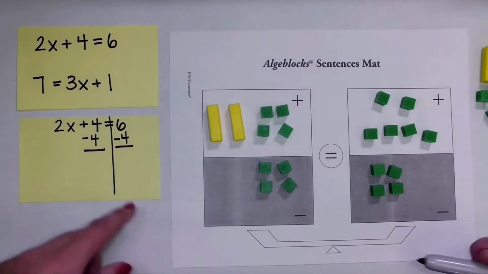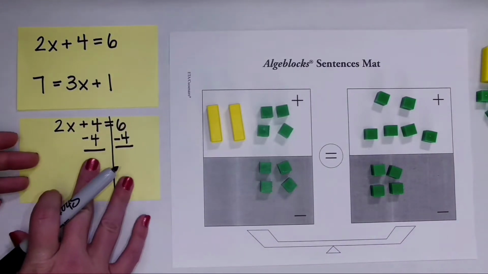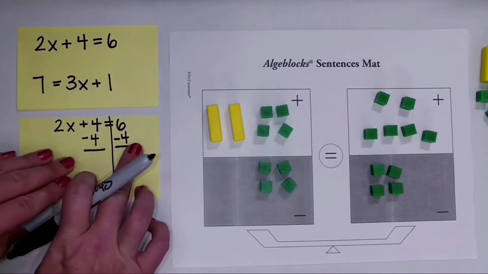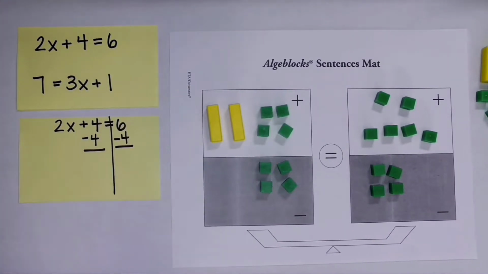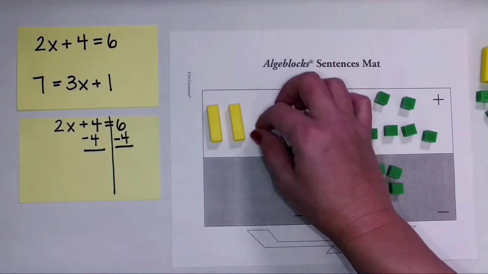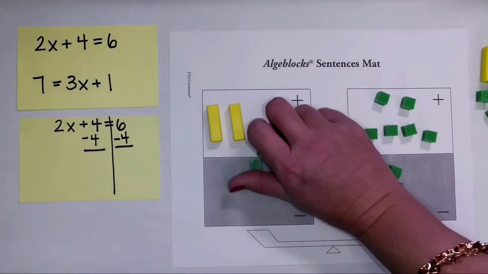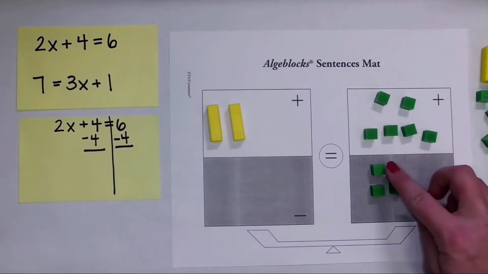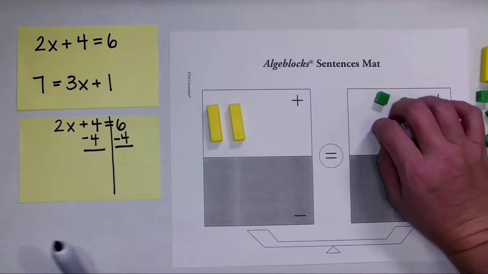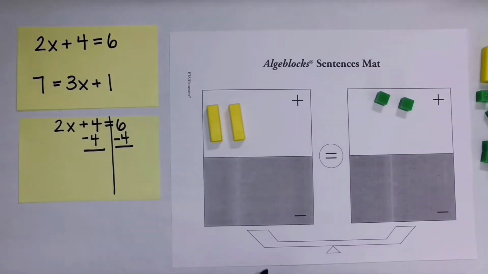It's a very nice visual for students to understand what you're doing. And these are creating zero pairs, and if you did that to one side of the equal sign, you do that to the other side. So now let's see our zero pairs. I can create 1, 2, 3, 4 here. That would equal 0, so I'm going to remove those from my mat. And here I can create 1, 2, 3, 4 zero pairs. I also remove those from my mat.